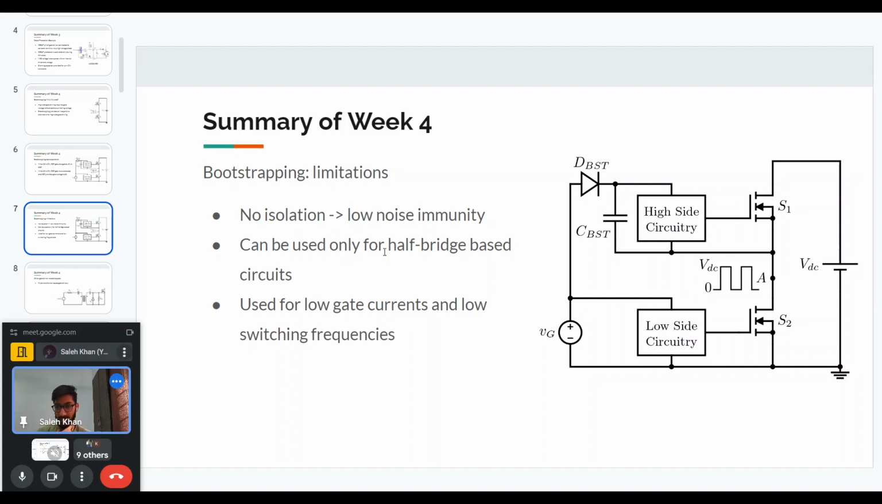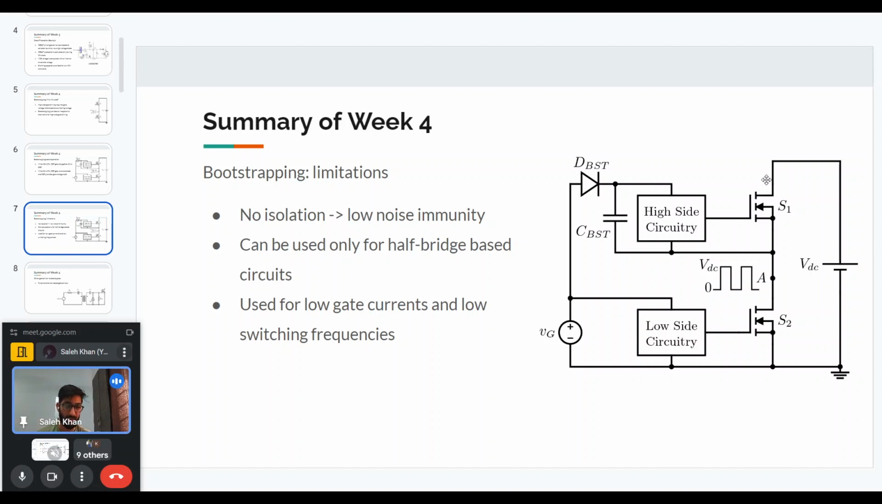Secondly, it can only be used for half bridge based circuits. As we saw, there is a condition that S2 first has to turn on so that we get a path for the bootstrap capacitor to get charged, and only in the next interval do we discharge it, and this will happen again and again. So when S1 is on and then we turn it off again, the bootstrap capacitor will get charged.